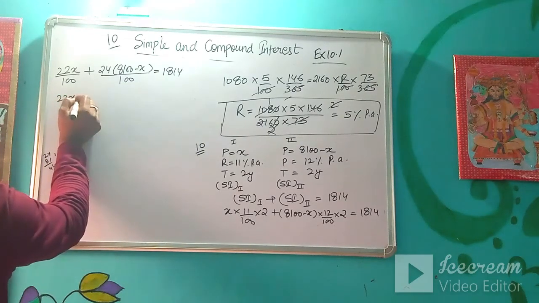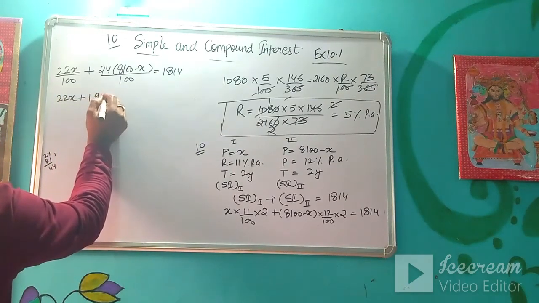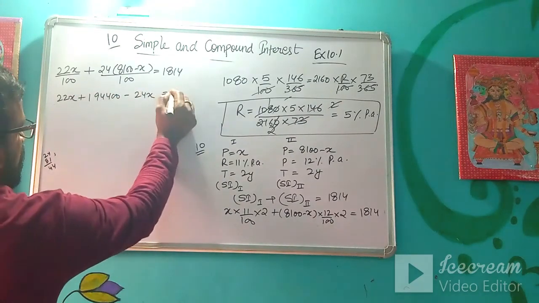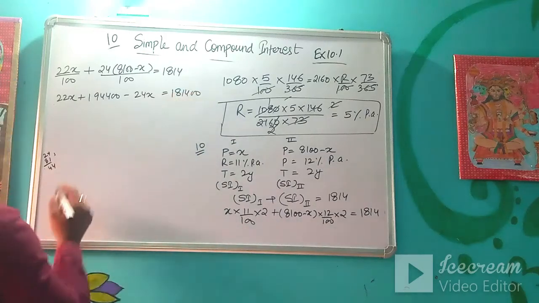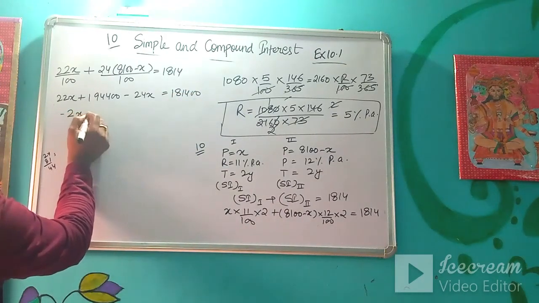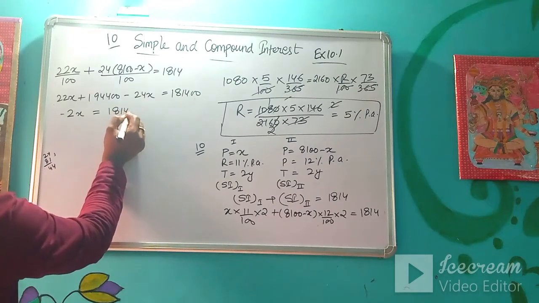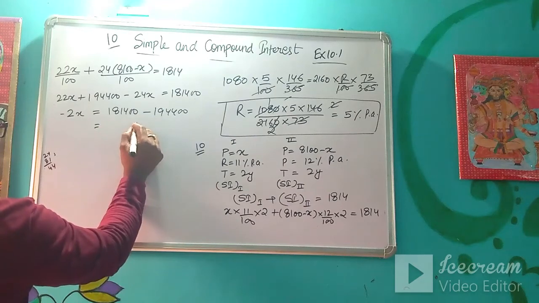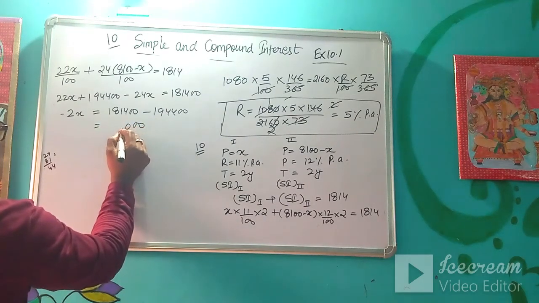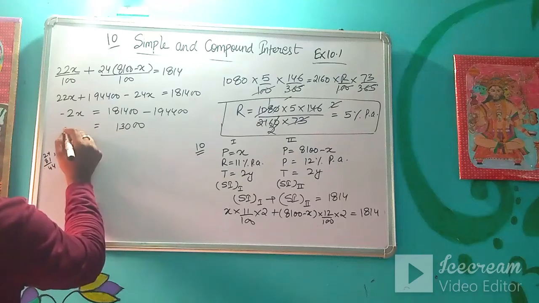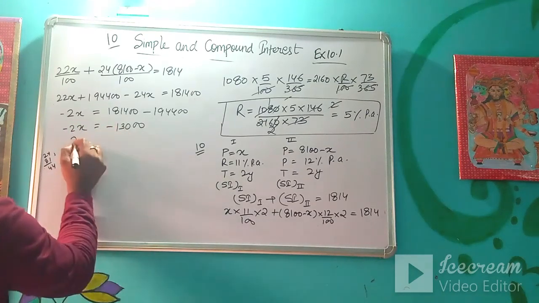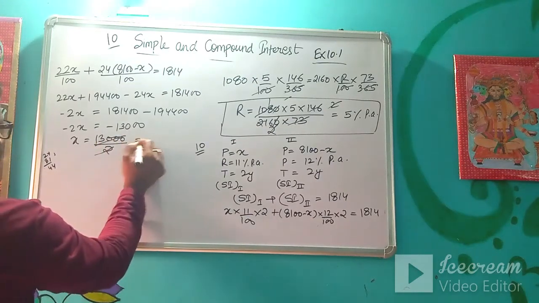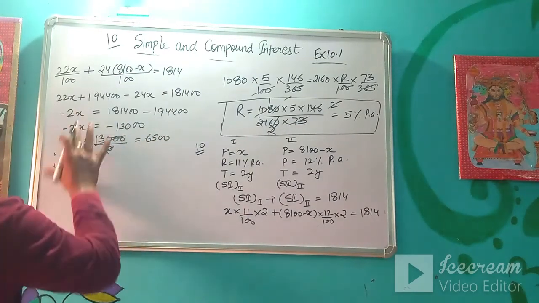So it is 22x plus 194400 minus 24x equal to, this 100 will come here, 181400. So it is minus 2x equal to 181400 minus 194400. So when we solve, we will get minus 2x equals minus 13000, so what is x? 13000 upon 2, that is 6500.